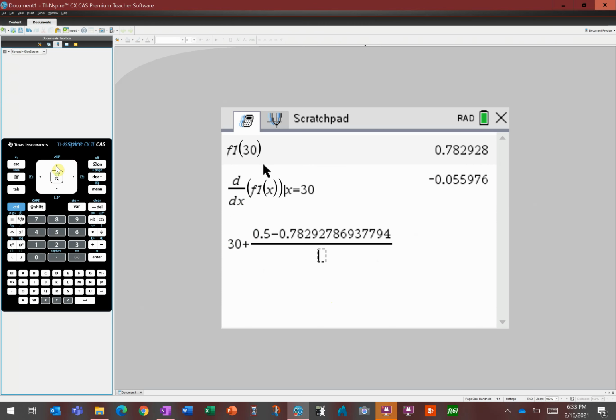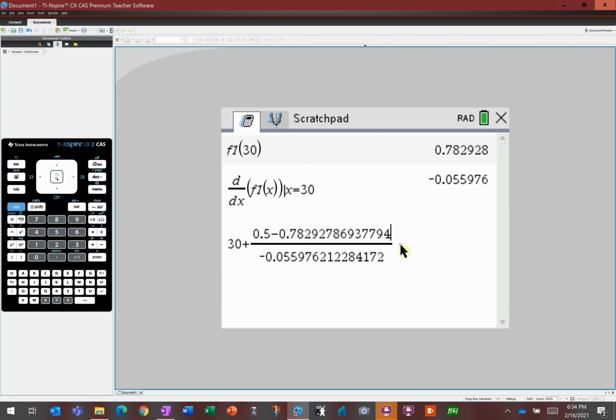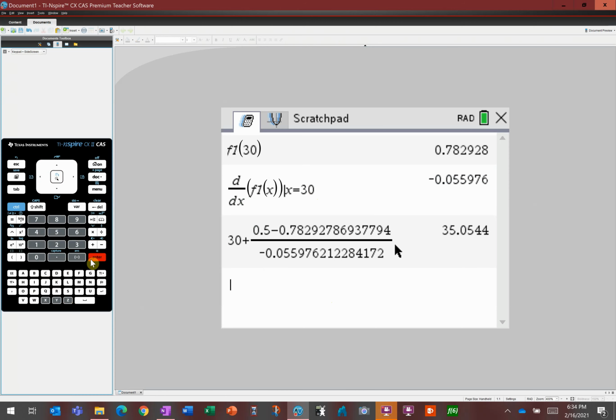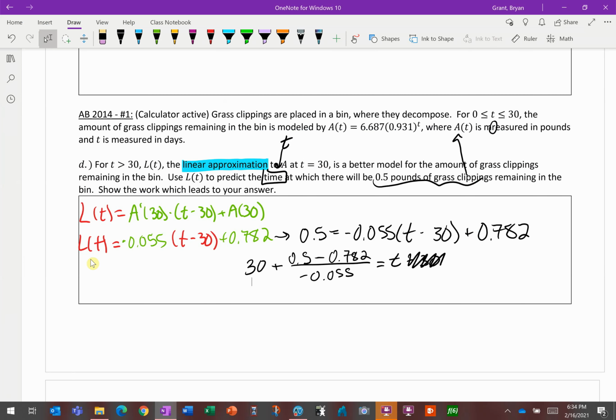Okay, so we're going to go up here. Oops, that's not what I wanted at all. There we go. I really didn't want to paste that, so instead we're going to go up here and do Control C to copy that guy. We'll go back down, and then Control V and paste it in. There we go. Now we're nice and accurate, and we're going to hit enter. 35.0544. We can get more decimals, but 35.054 sounds pretty good to me.